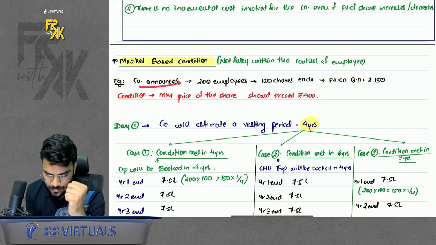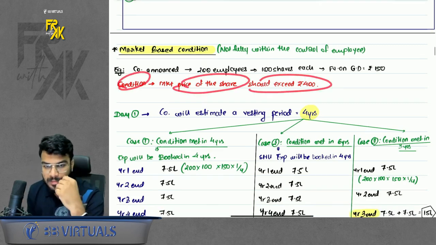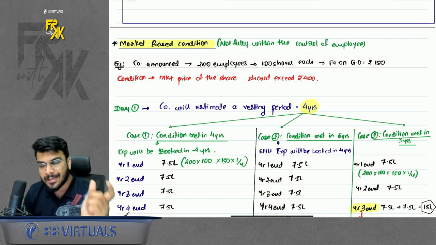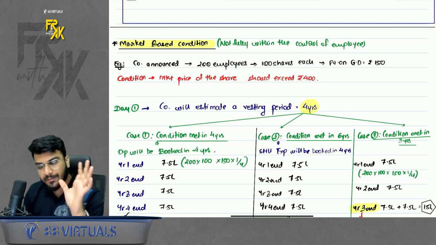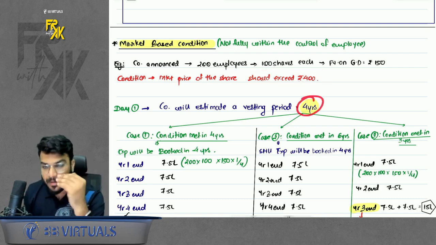See, I took one example. Let's say a company announced a plan. The condition is that the market price should exceed 400 rupees. Now we never know when this target will be achieved. So in this case, the company will estimate a vesting period on day one. They will estimate, because they don't know when this target will be met. So let's say the company estimates a vesting period of 4 years.